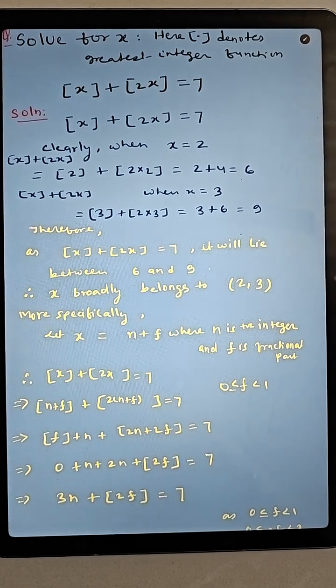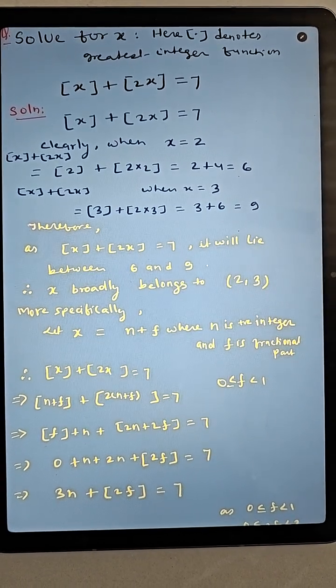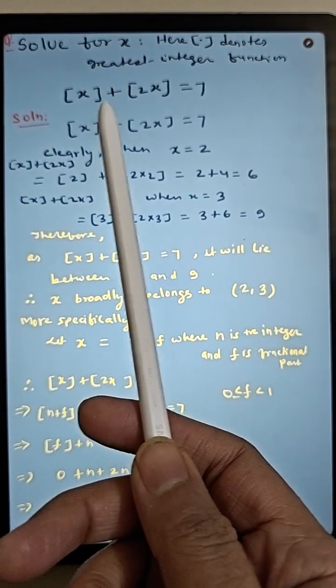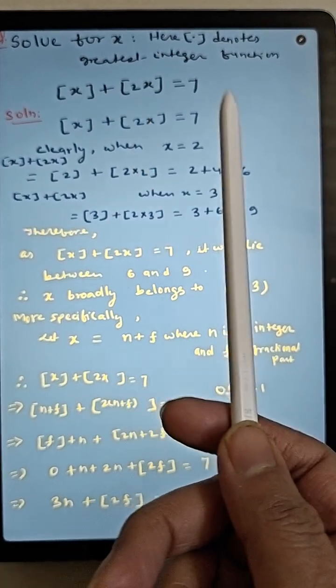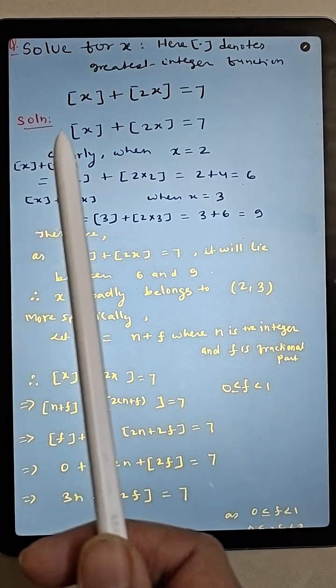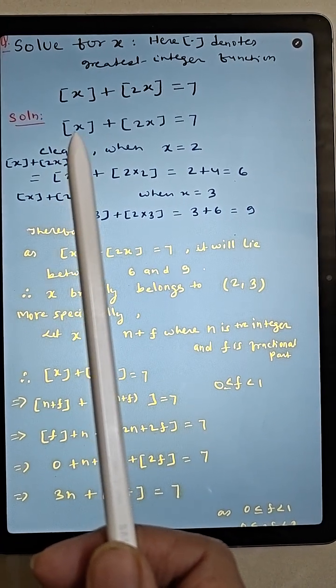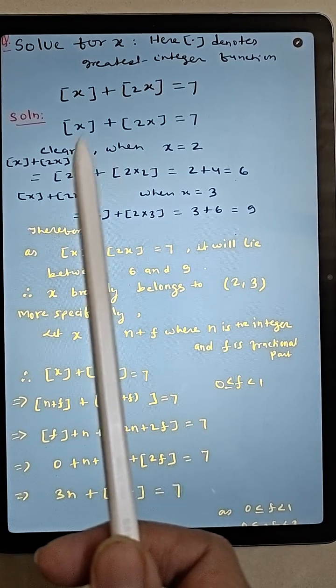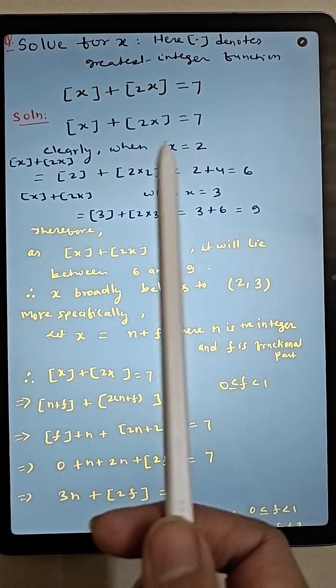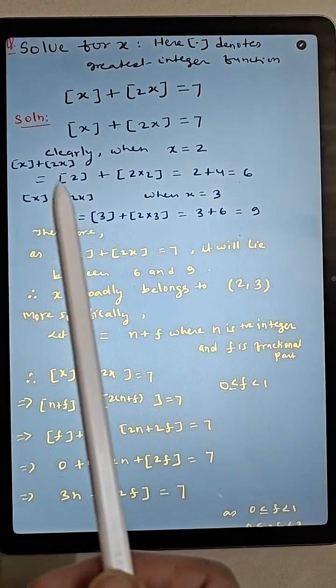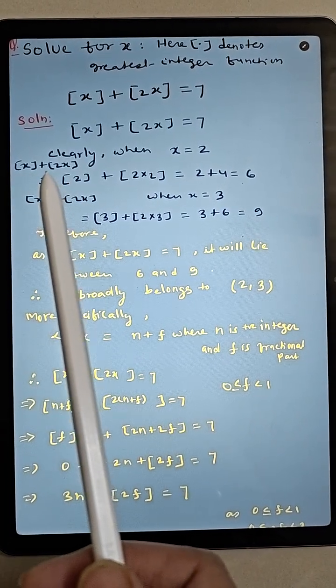Now, the greatest integer function: we have to solve the equation. A very simple equation is greatest integer function of x plus greatest integer function of 2x equal to 7. Here in this question, we first find the broader range of x so that this equation is being satisfied.